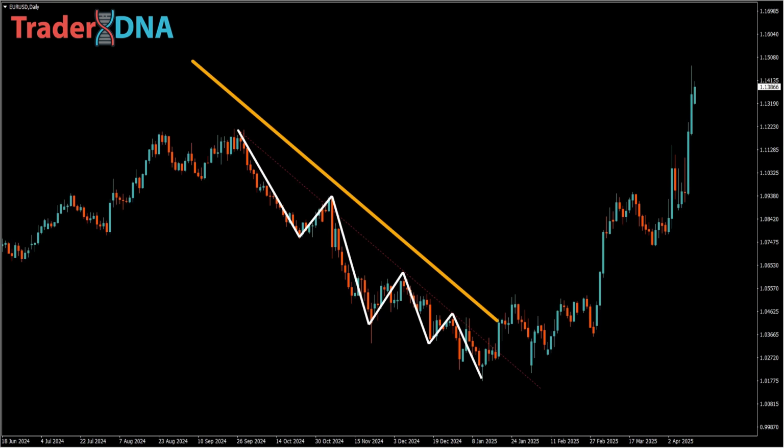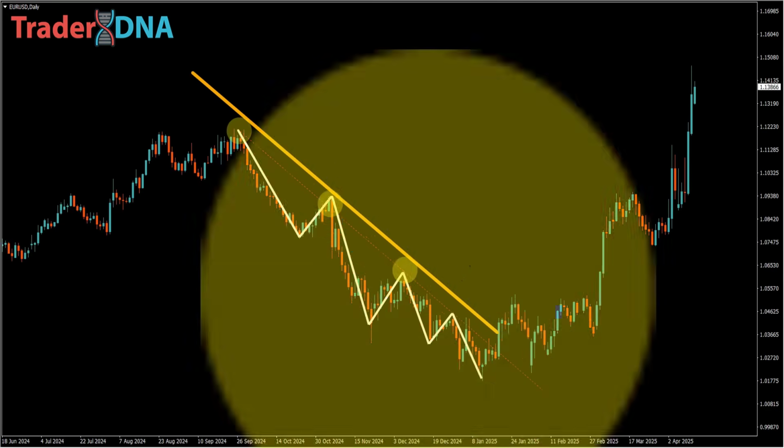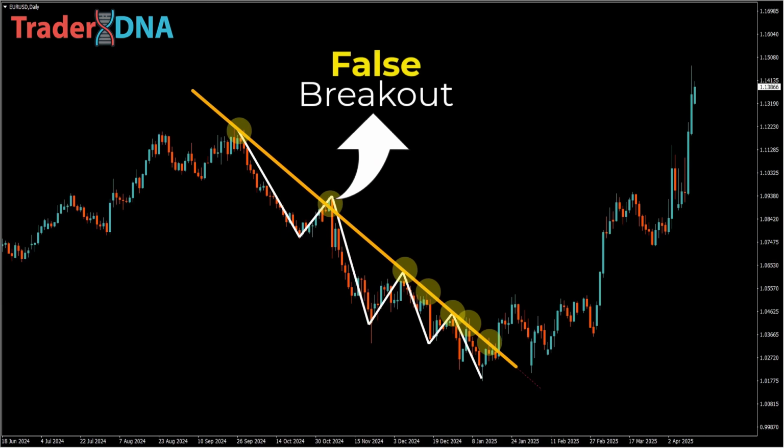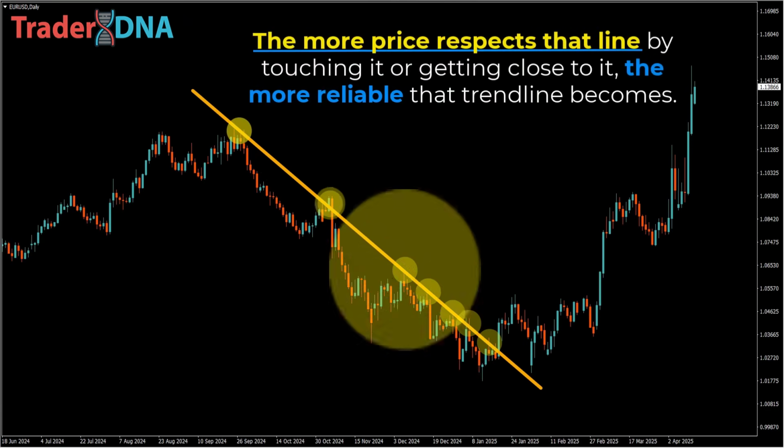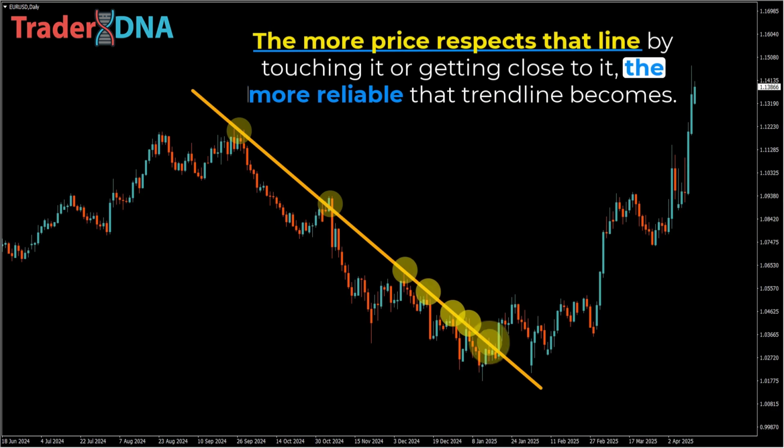This means you're aligning the line along the swing highs, essentially tracking where price keeps getting rejected as it moves lower. Now here's the important part. Once you've placed your trend line above the downtrend, you need to take a moment to adjust it carefully. The goal here is to make sure it touches as many key points, meaning the swing highs, as possible. The more price respects that line by touching it or getting close to it, the more reliable that trend line becomes in identifying potential trade setups.